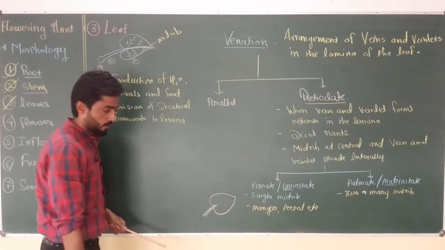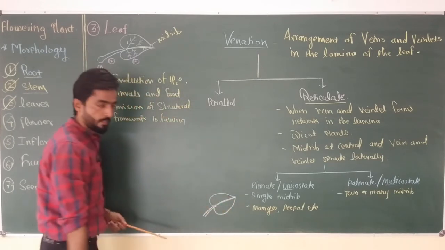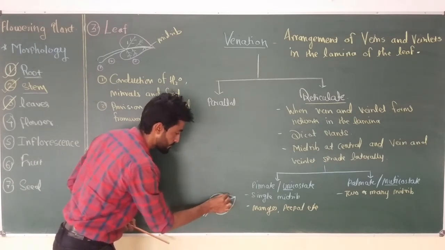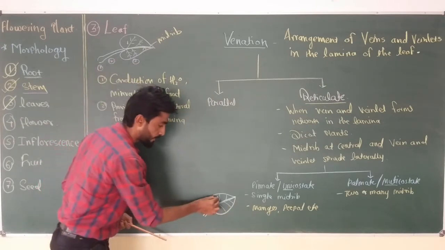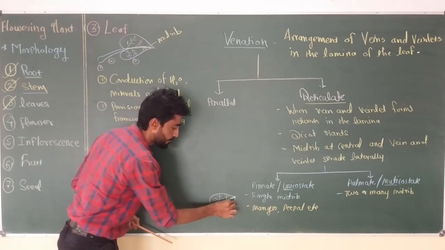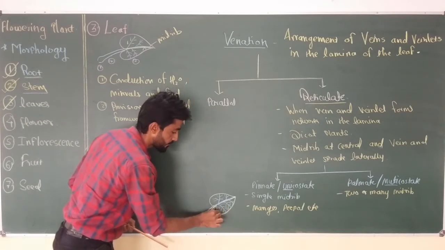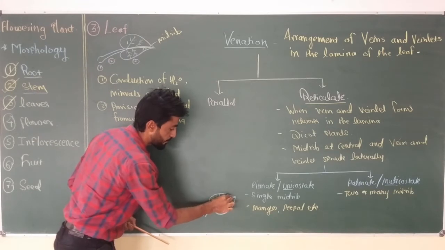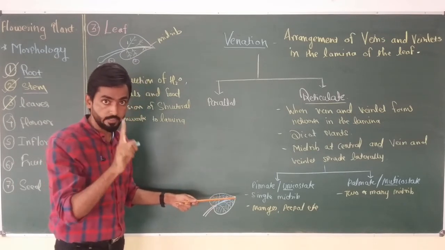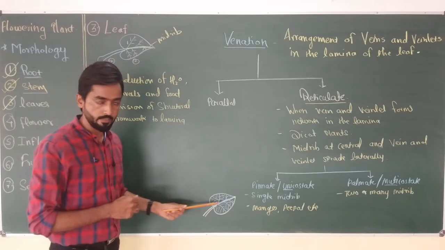In this type of venation, a single midrib is present at the center, and from this midrib many lateral veins arise. Okay, and from these veins a network of veinlets is produced in the lamina. Such a complex network is observed in the lamina of this type of leaf. But the total number of midribs is fixed, which is 1. So it is called unicostate or pinnate type of venation. And examples are mango and peepal.